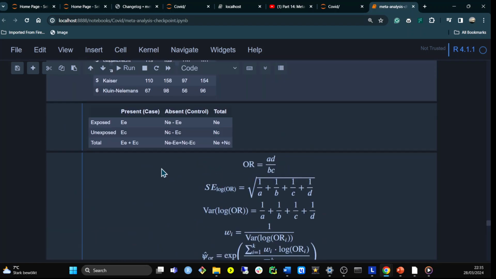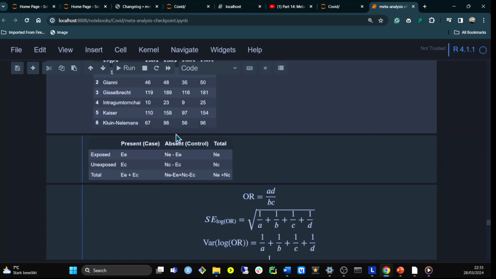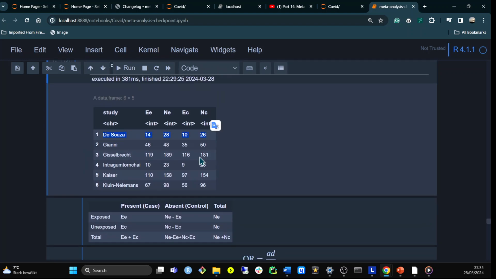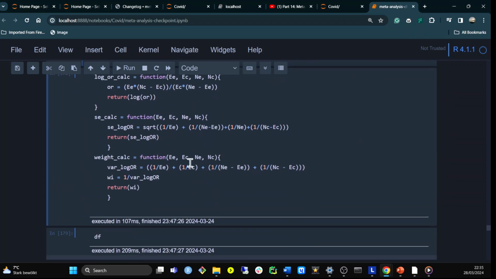1 over EE, as it is here, plus 1 over NE minus EE, plus 1 over EC, plus 1 over NC minus EC, because we want the other values, as this is not the risk ratio. I mean, this is actually designed for the risk ratio, not the odds ratio. That's why we have to calculate the other values instead of the total. Once you get that, we take the inverse, because this is the variance. If we want to calculate the weight, we have to take the inverse variance.